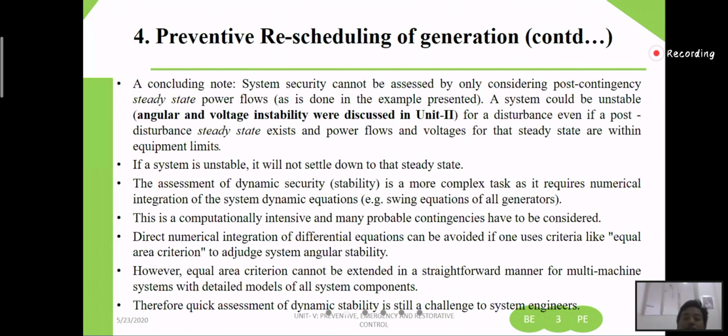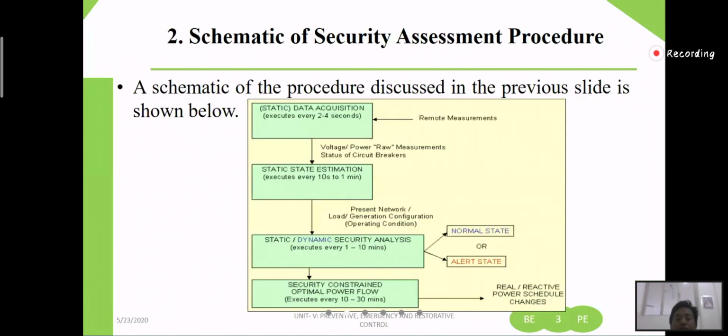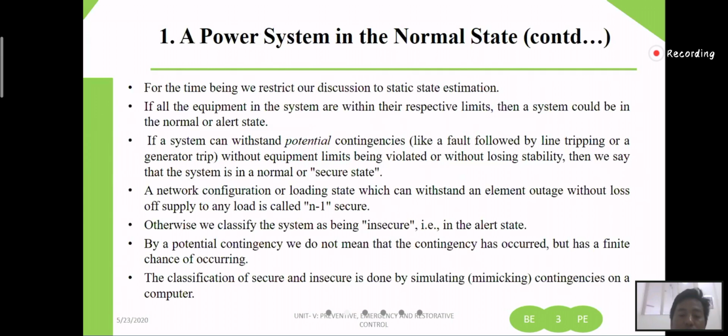Okay, so that's all for today's session. And today we have learned about the normal alert state, how to carry out the preventive control, when you will carry out the preventive control, and how you will carry out the preventive control. So with an example I have explained all this. Okay, so that's all for today.